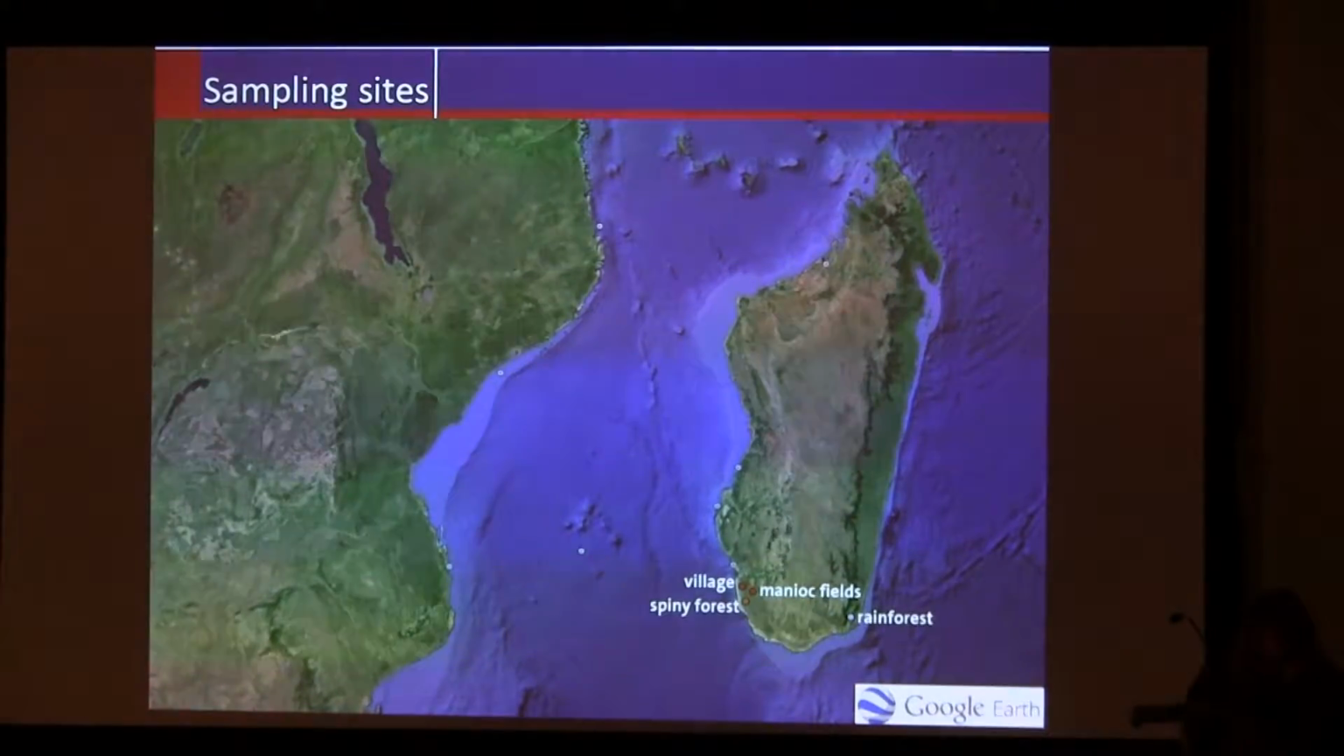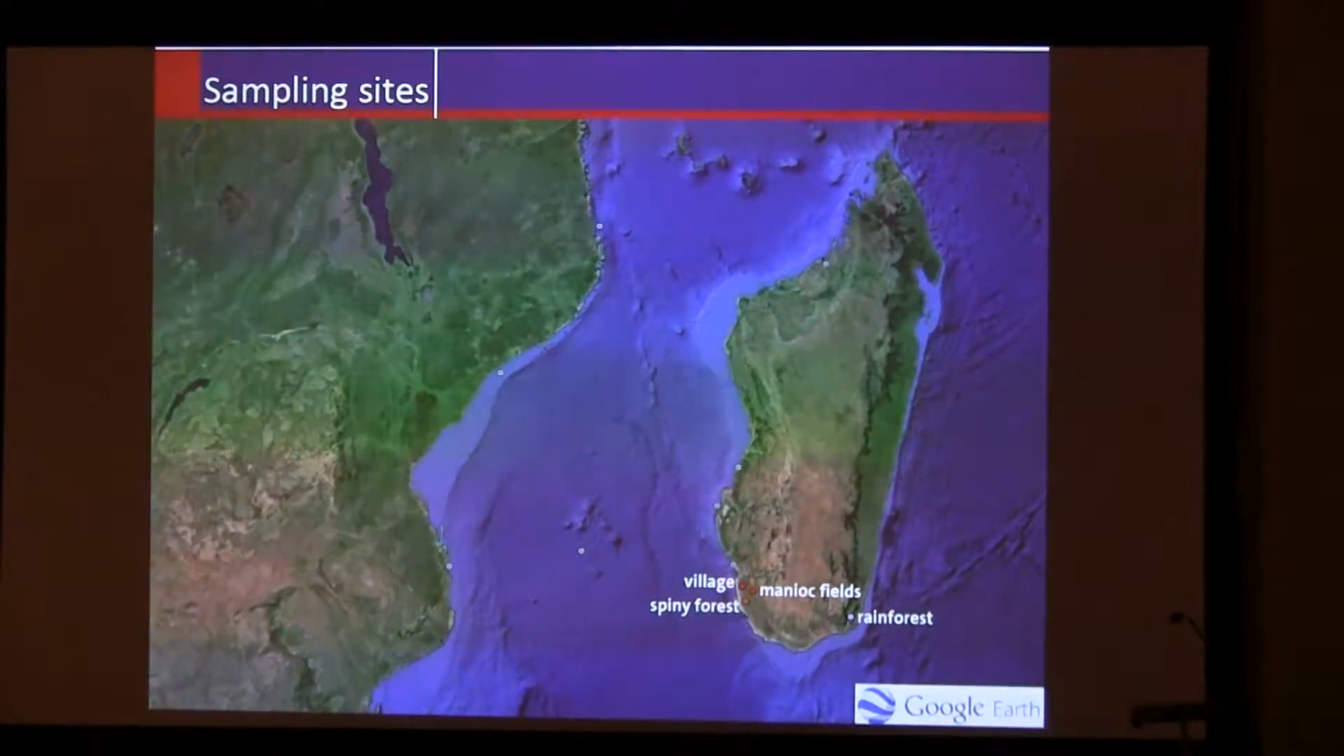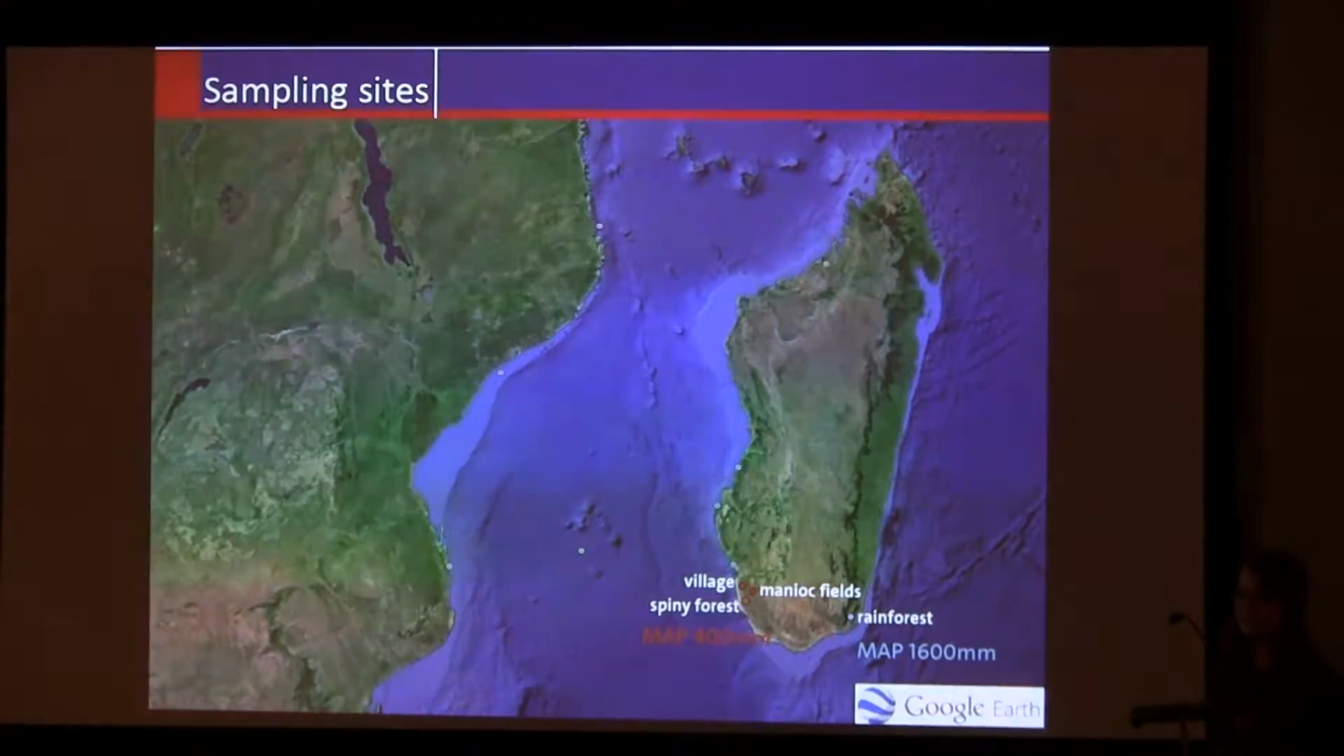We have captured rats from 4 different localities. 3 were located here in the western part of South Madagascar on the Mahafali Plateau. This is a relatively dry area with a mean annual precipitation of about 400 millimeters. And a 4th site where we captured rats was on the eastern south coast, a very humid area with a mean annual precipitation of 1,600 millimeters.